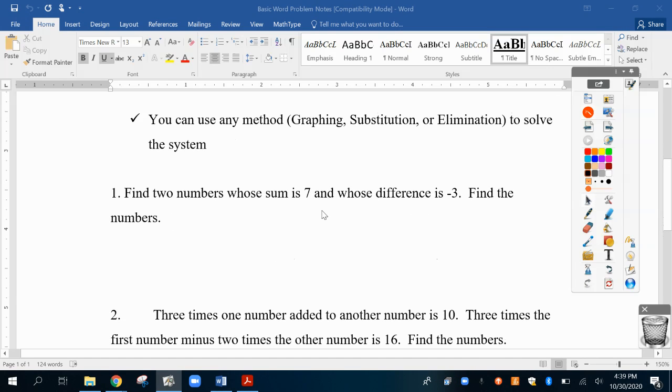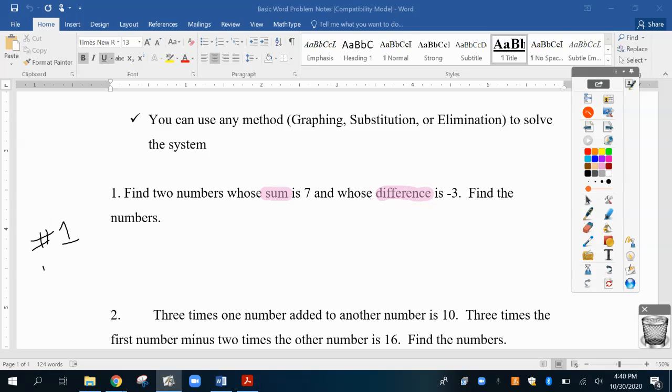Number 1 says, find two numbers whose sum is 7 and whose difference is -3. And then we want to find the numbers. So what is this problem asking us to find? It's asking us to find two numbers. So we need a number 1 and we need a number 2.